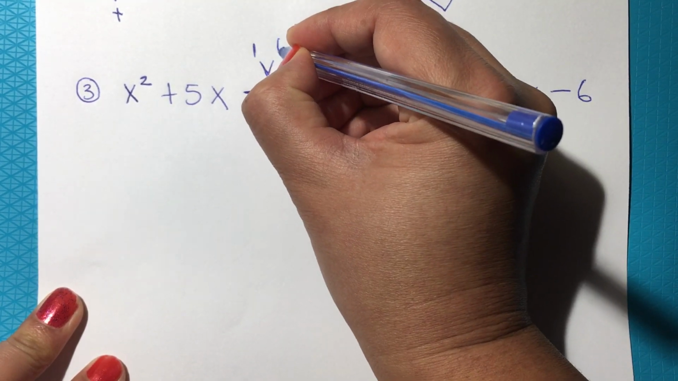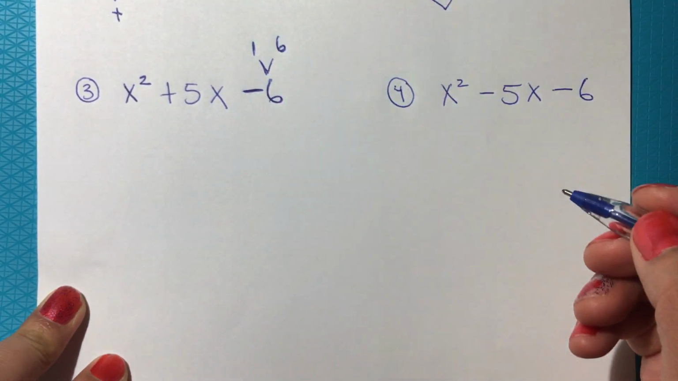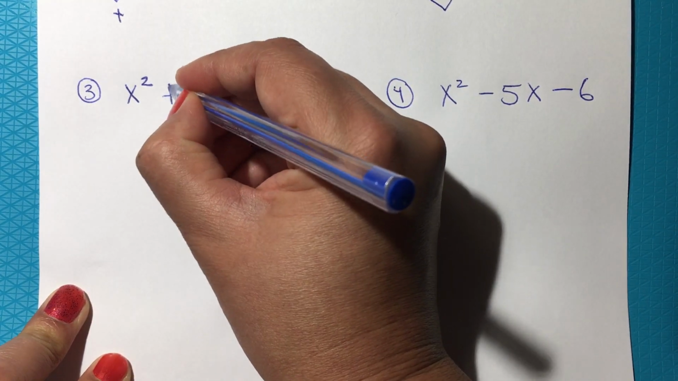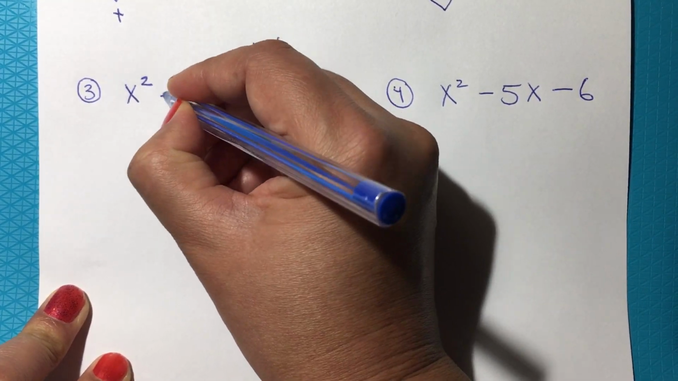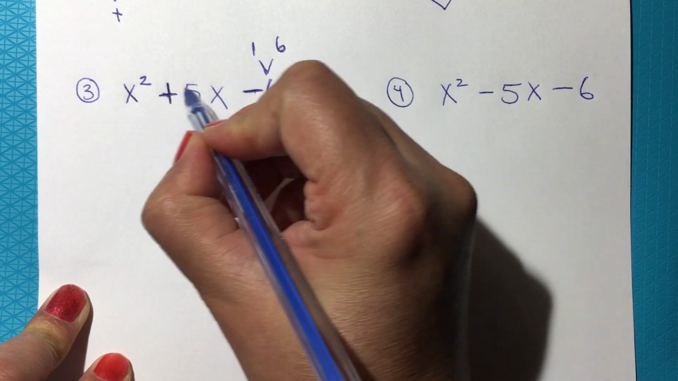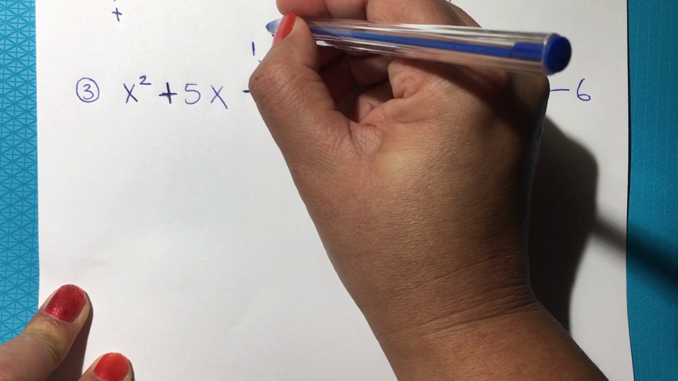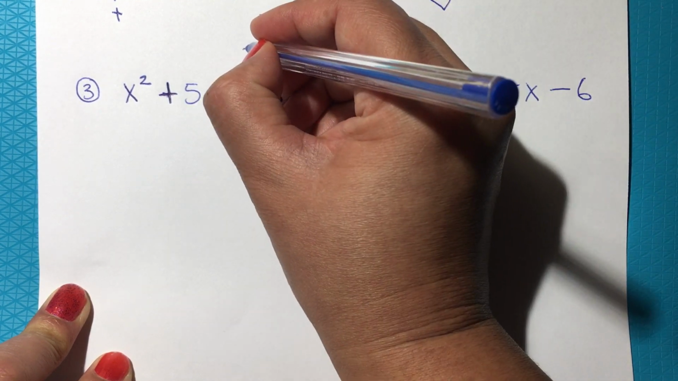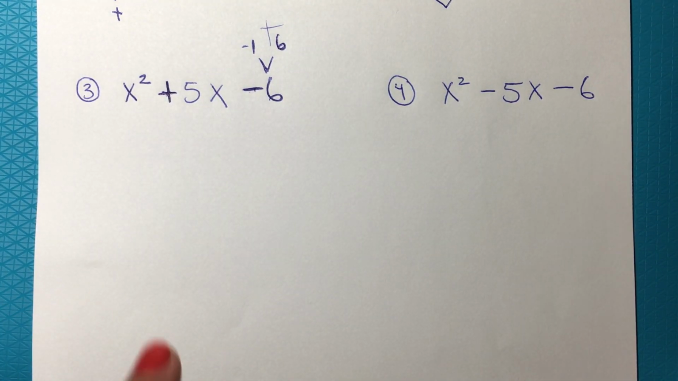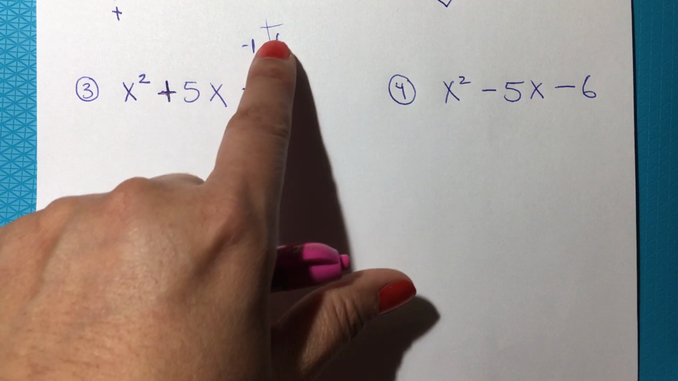But one of them has to be negative. Okay? The other thing that we need to pay attention to is that when this is negative, the middle term tells me the sign of the greater one. So positive 6 and negative 1. Okay, the tiny one will be negative because the greater one gets the sign.